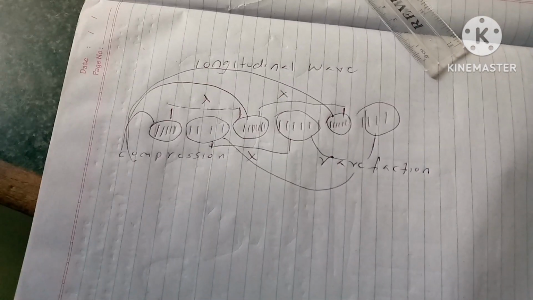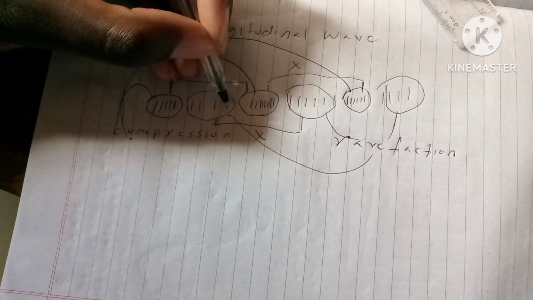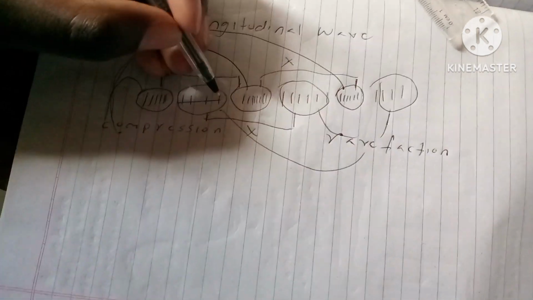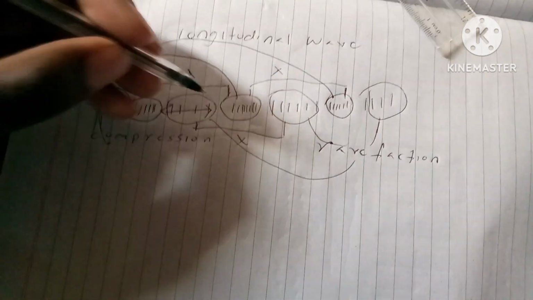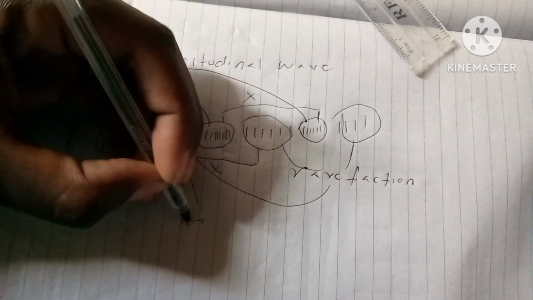is found for the longitudinal wave, then just know that this is the part for what? For rarefaction here. So this is the amplitude. You can even mark it here, amplitude.